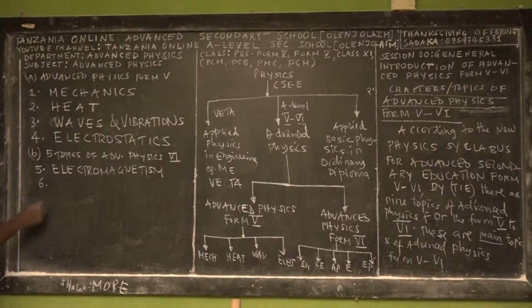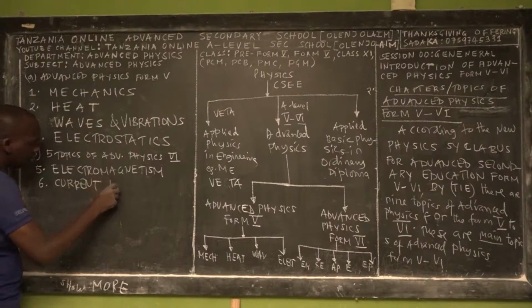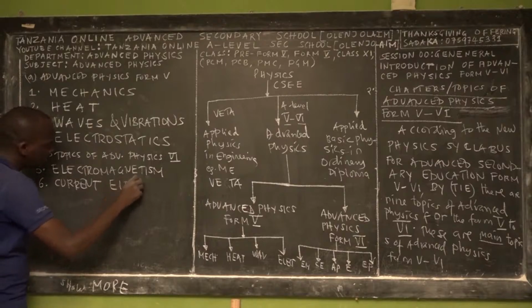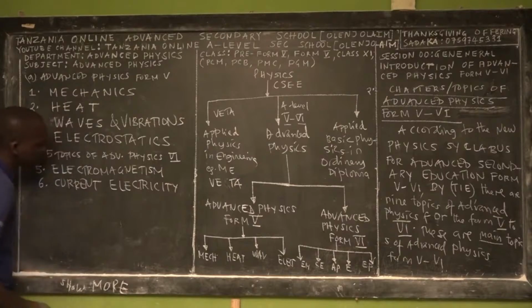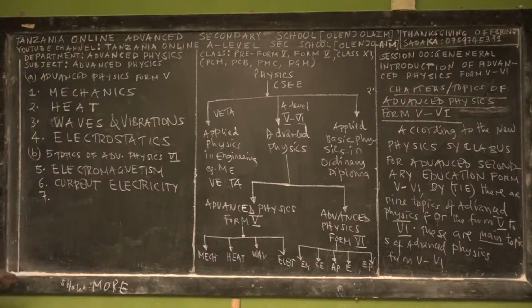Then the 6th topic is called current electricity. In Form 5 we teach about electrostatic or static electricity. Here we teach about current electricity. Then the 7th topic, after teaching current electricity, we have to teach about atomic physics.